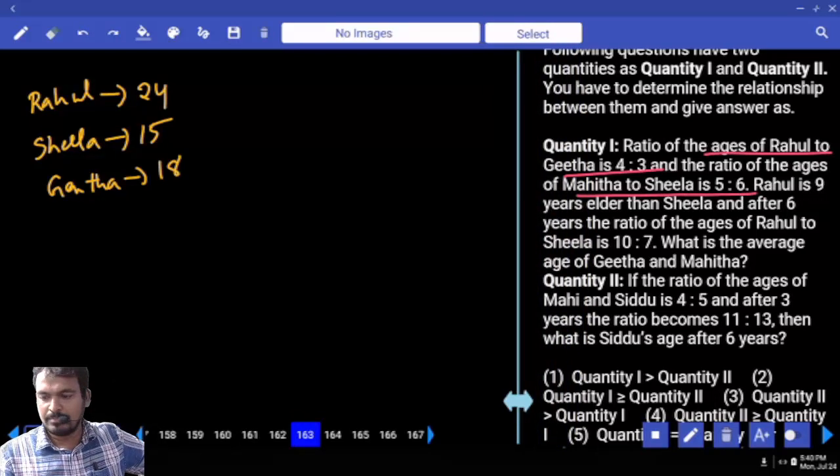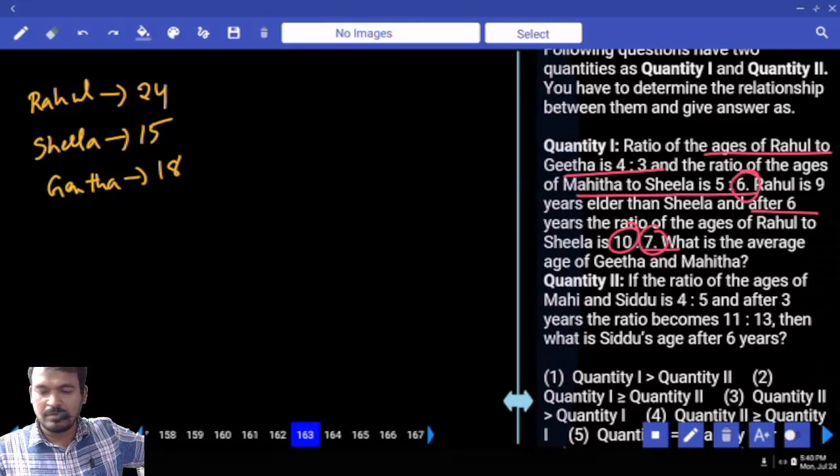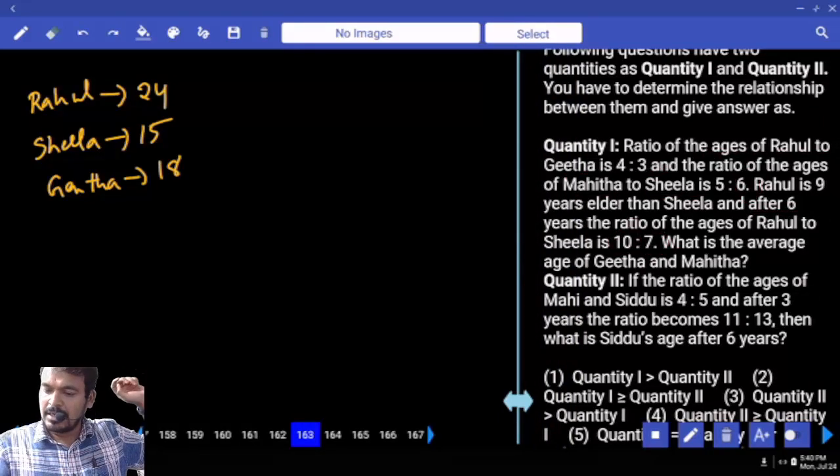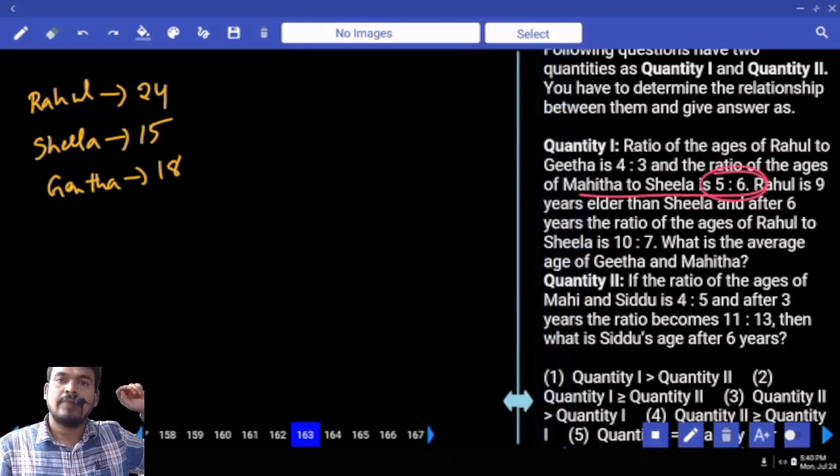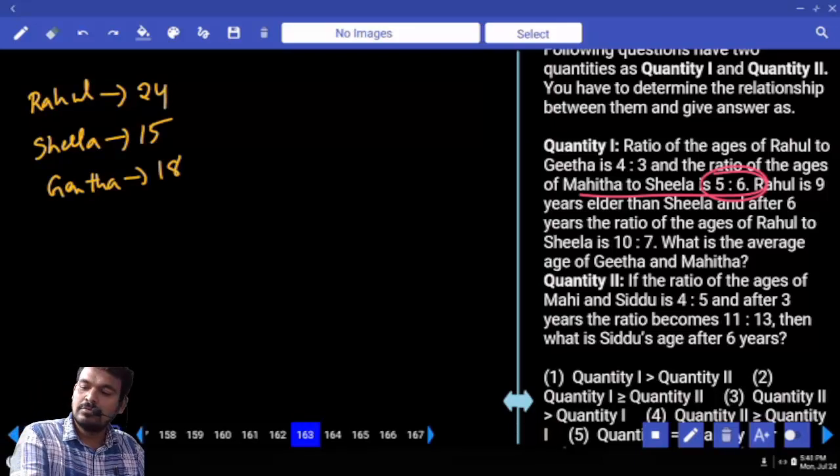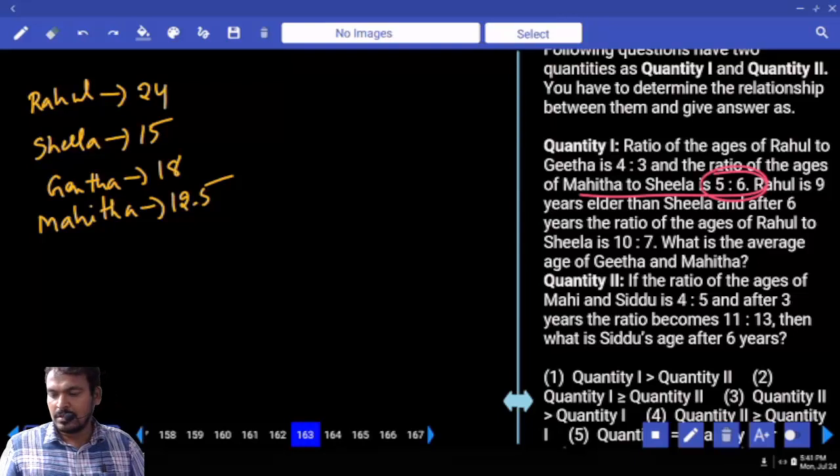Next, the ratio of the ages of Mahita and Sheila is how much? 5:6. Sheila is how many parts? 6 parts. 6 parts is how much? 15. Calculation: what is the 10 parts value? 30. 7 parts value 21. After 6 years 21 means present value 15. The same Mahita and Sheila are in which ratio? 5:6. What is the 6 parts value? 15. Then 5 parts value 12.5. Mahita will be 12.5.